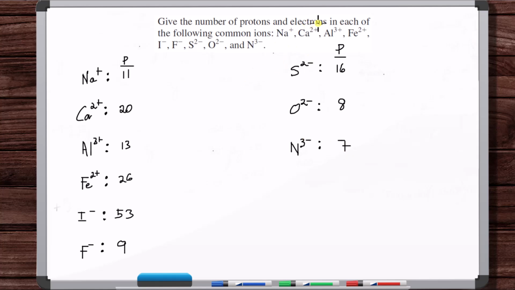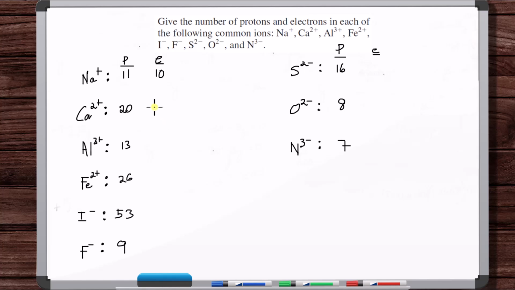Okay, now the number of electrons. So we'll put this E here. Okay, Na plus has a positive charge, so it's going to have 10 electrons, right? Because it's got one more proton than electron. It's got a positive charge.